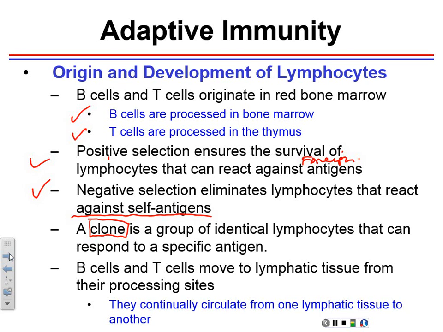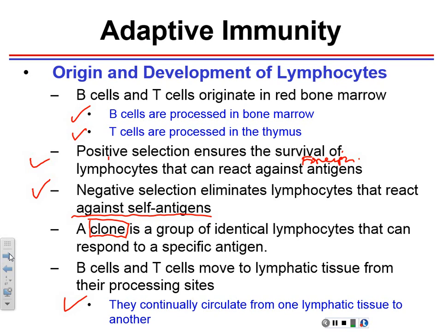So, B and T cells, of course, will then migrate to the lymphatic system. We did the lymphatic system already, and they will be circulating in there. B cells mature straight in the bone marrow, and pre-T cells will go to the thymus and mature there, and once they mature, they will still circulate in the lymphatic tissue. All right, so note the difference between positive selection and negative selection.